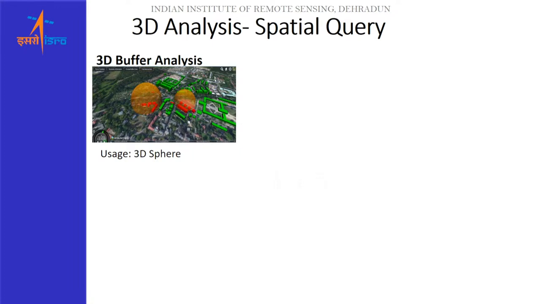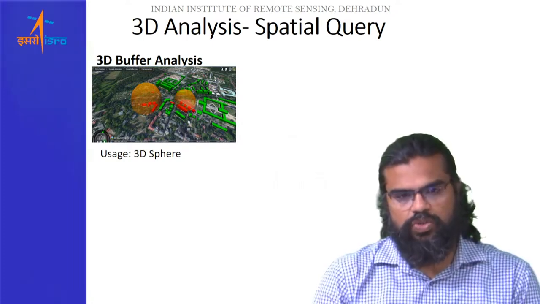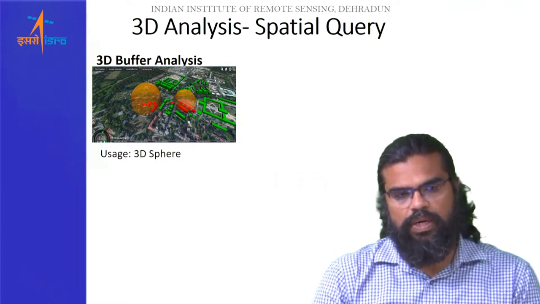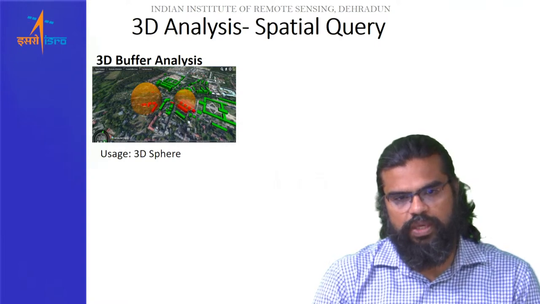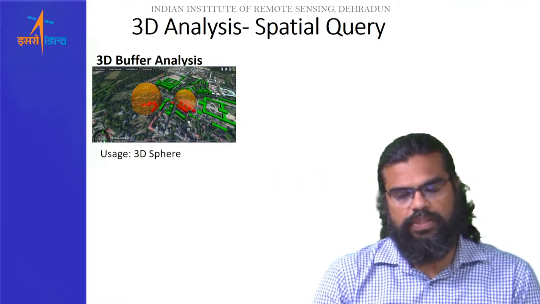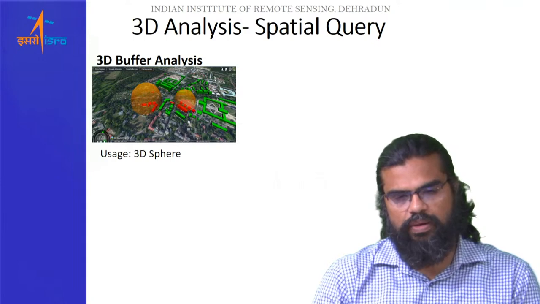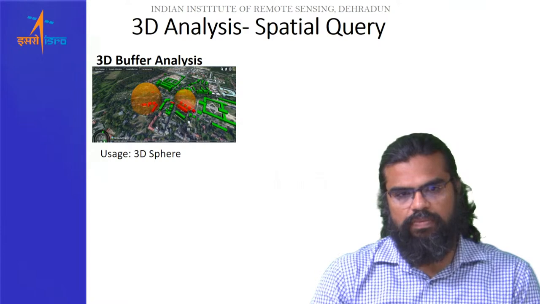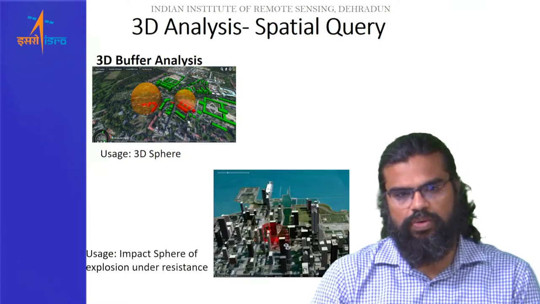The way we have 2D buffer analysis techniques, similarly we can also do 3D buffer analysis. This is just an example where a 3D sphere is being created and all the buildings and objects which fall within the sphere have been selected. So this is an example where we can carry out 3D buffer analysis. This has a lot of application in terms of diffusion rates and so on.